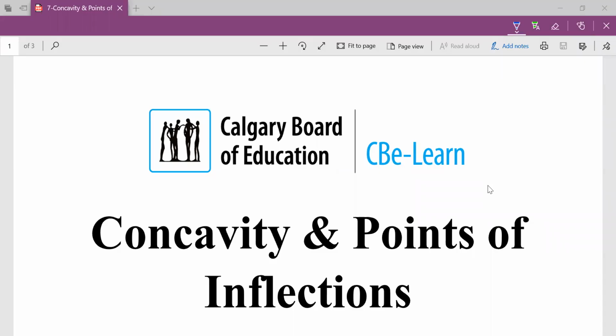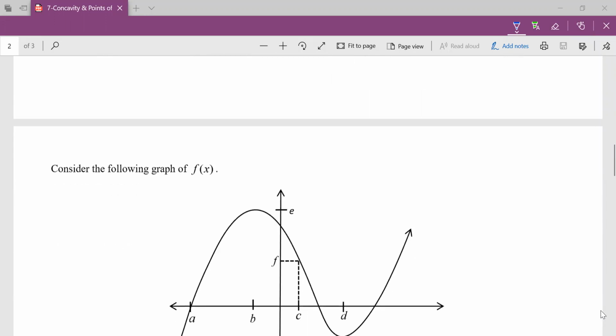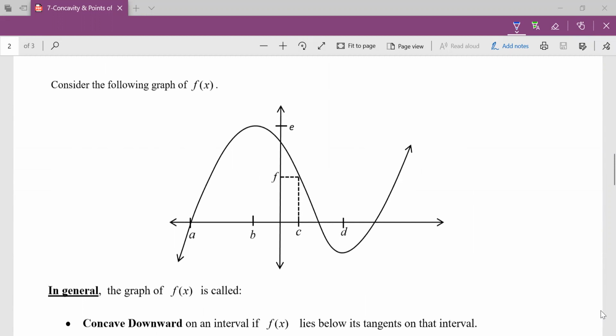Hey, mathletes. In this video, we're going to talk about concavity and points of inflection. And essentially at this point, this is the final thing that we need to draw a nice graph without a graphing calculator. After that, we're going to put it all together and do curve sketching. But we'll talk a lot about the other parts in this lesson as well.